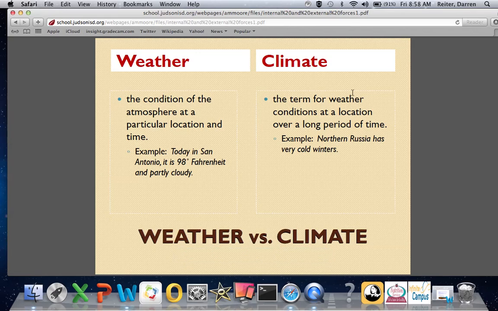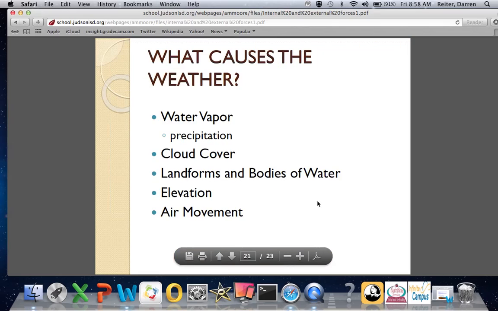The climate, that's your long term now. Okay, so if you're saying Minnesota has cold winters, well, if you remember in January we get that week, it's always minus 10 to minus 20. That's more the climate, your long extended periods of time. Weather is today, climate is over the long haul.